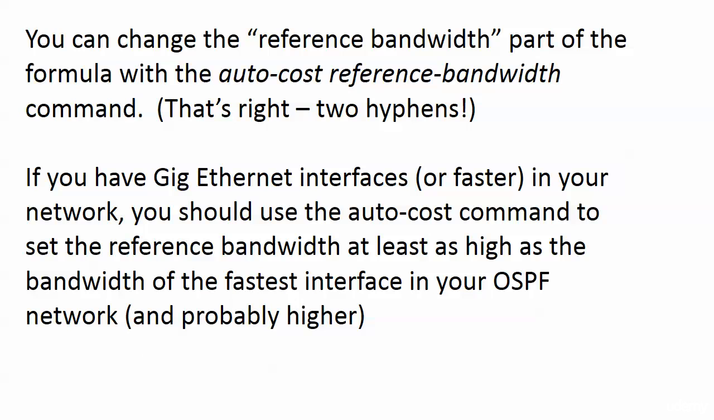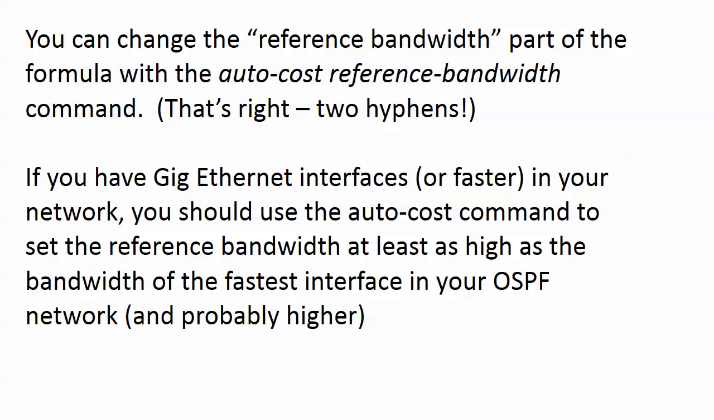And what we're actually going to change here is the reference bandwidth part of that formula. And the full command actually has 2 hyphens. You can enter it just as auto ref, but please know the full command, auto cost reference bandwidth. And the recommendation, I've seen on some Cisco docs, and it's a good recommendation, is that if you have Gig Ethernet interfaces or faster in your network, you should use this command to set the reference bandwidth at least as high as the bandwidth of the fastest interface in your OSPF network. And probably higher just in case you get some even faster interfaces in the future.